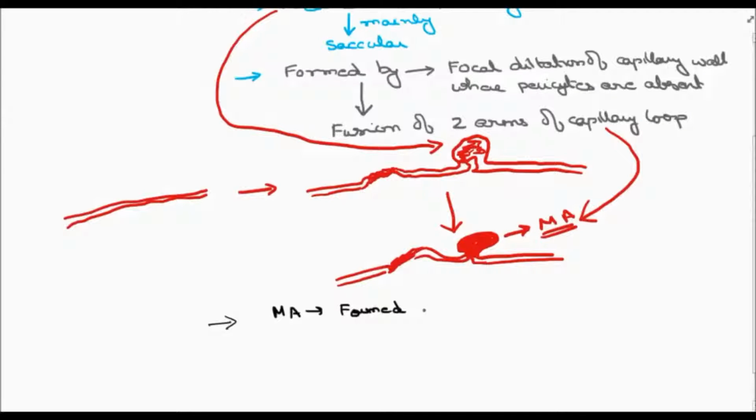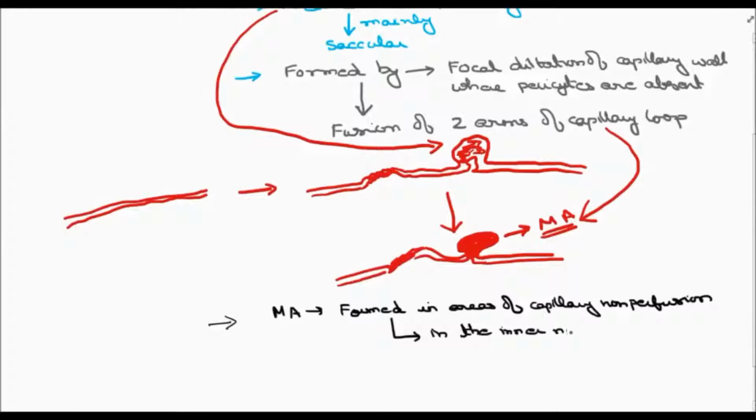The microaneurysms are formed in areas of capillary non-perfusion. There are some areas where the blood doesn't go, so they form as a group in those areas. They are found in the inner nuclear layer and in the inner capillary plexus. I'll draw that and show it to you.